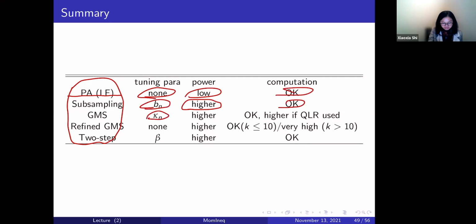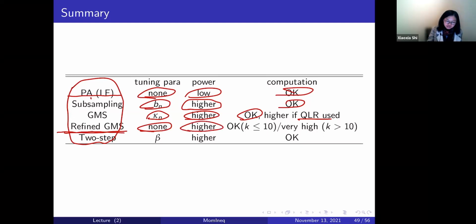GMS has a tuning parameter as well. Power is higher than PA. Computationally it is okay. It also depends on whether you use the QLR statistic or the other easier statistics. Andrews and Barwick refined the GMS with the fixed kappa, size correction, and optimal kappa that maximizes weighted average power. So that has no tuning parameter at all, because you choose the tuning parameter kappa optimally using their procedure.